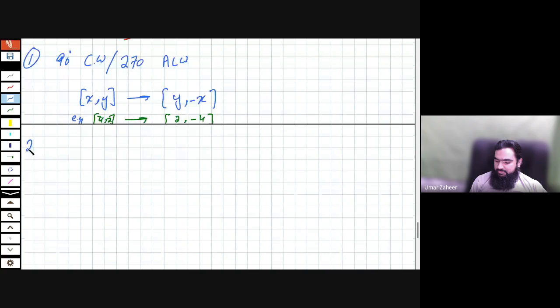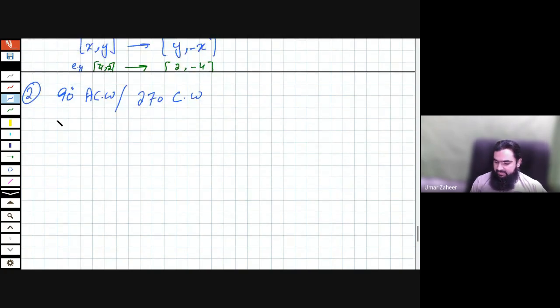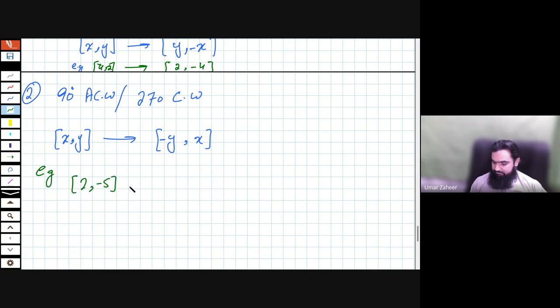The second thing, you have to do the 90-degree anti-clockwise rotation or 270-degree clockwise rotation. Both are exactly the same thing. You have a distance (x, y). It will become (y, x), and now change the sign of the x coordinate. For example, you have to find the distance (2, -5). So interchange them: (-5, 2). Change the sign of the x coordinate, that will be (+5, 2).